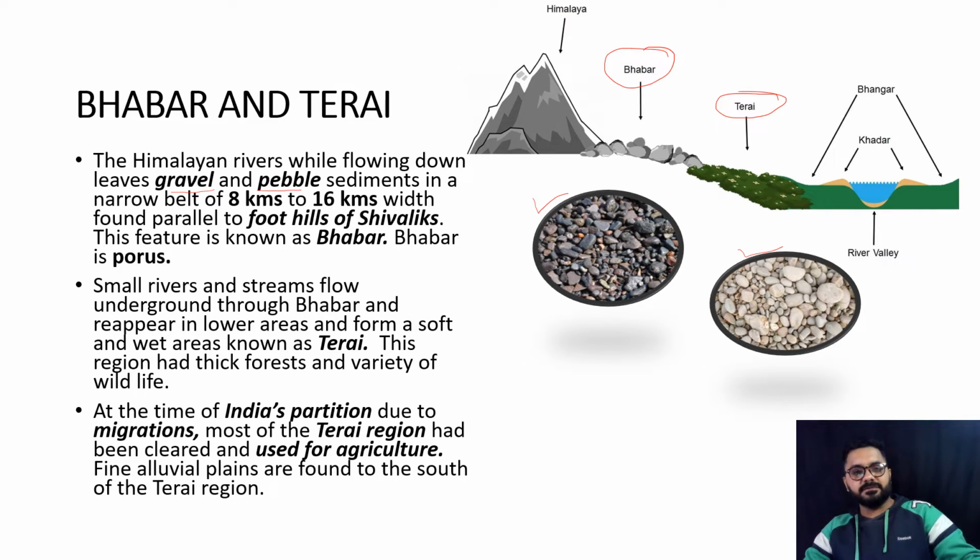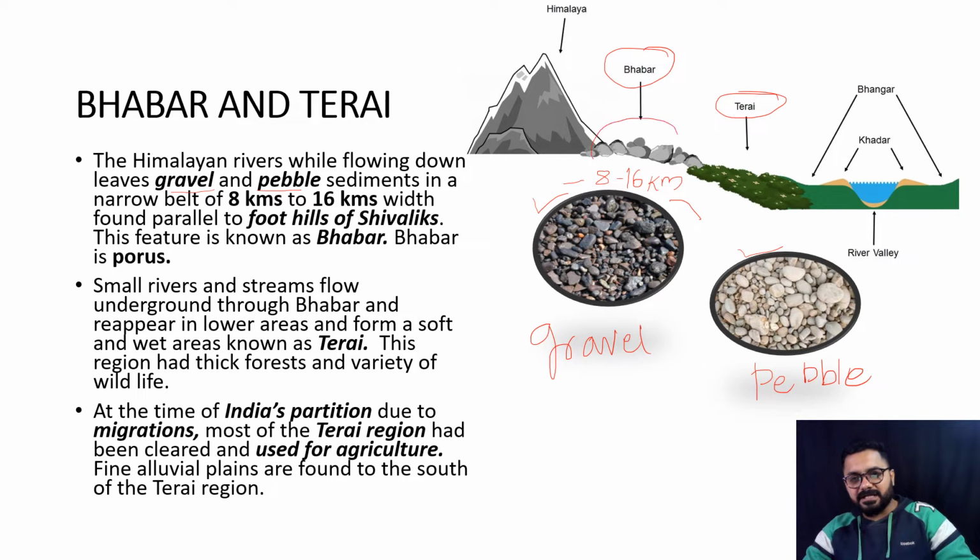So these are gravels and pebbles that are stretched in a narrow belt of 8 to 16 kilometers here. This feature is called Bhabar. When the river flows, they carry these deposits of gravel and pebbles with them and deposit them in a wide stretch of land between 8 to 16 kilometers, and this particular feature, as you can see, is called Bhabar.